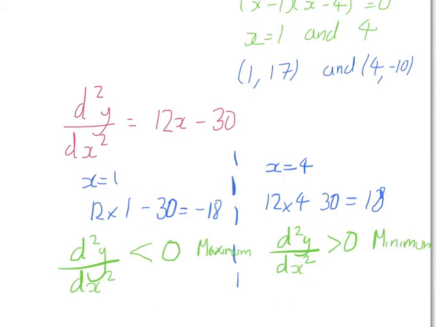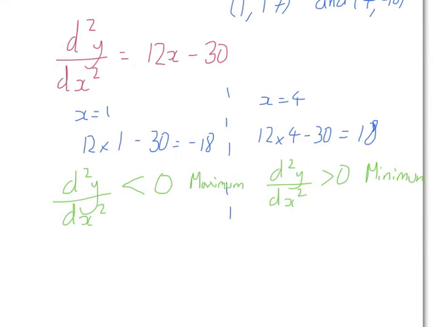So what we've just found here is that when x is equal to 1, we've got minus 18, which means that this is a maximum, and when x was equal to 4, we've got 18, which means that one represents a minimum. So our two solutions: at x equals 1, when we substitute it into the second derivative, we get a maximum, and when we substitute x equals 4 into our second derivative, it gives us a stationary point that represents a minimum.